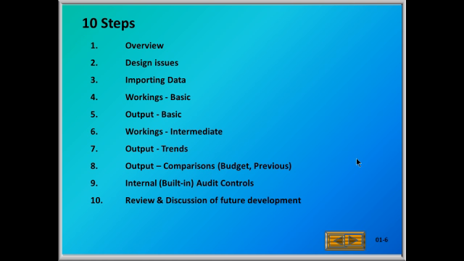Step 6, the workings, intermediate. Well, I'll show you the comparisons of those workings going beyond the basics. And then we'll have output by way of trend reports. And then step 8, output by way of comparisons to budget, previous year. And then step 9, we'll build some internal audit controls into our model so that we have these built-in checks and balances. And then step 10, of course, is to review and discuss any future development that we might want in our model.